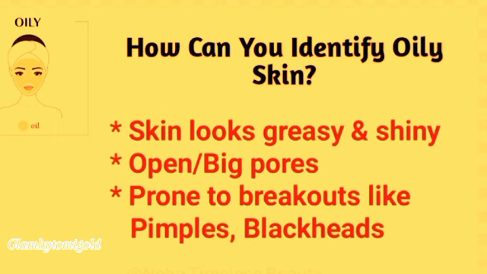Number two is open or big pores. Pores are the small holes on your skin. So when you see your pores are too big and too open, that means you have an oily skin. Prone to breakouts like pimples and blackheads. That is when you have too many pimples, big pimples, blackheads or dark spots all the time. That means you have an oily skin type.